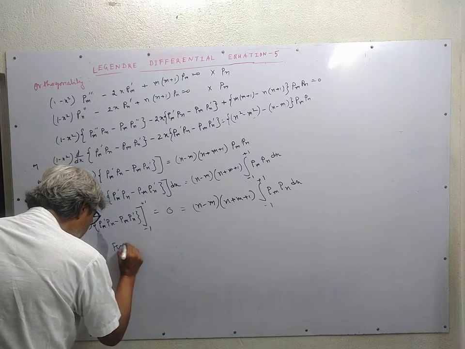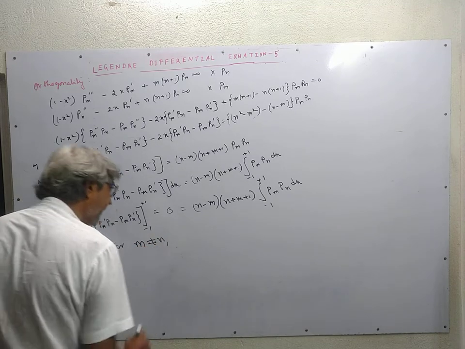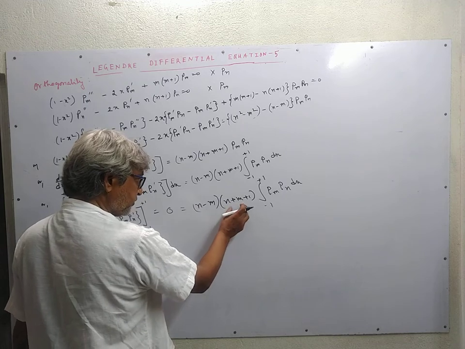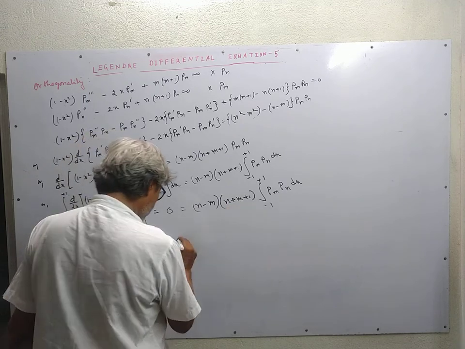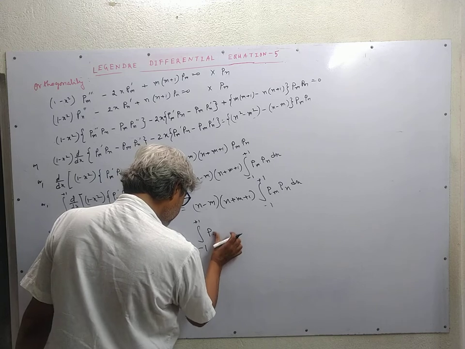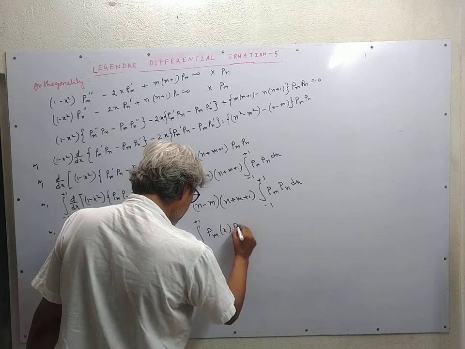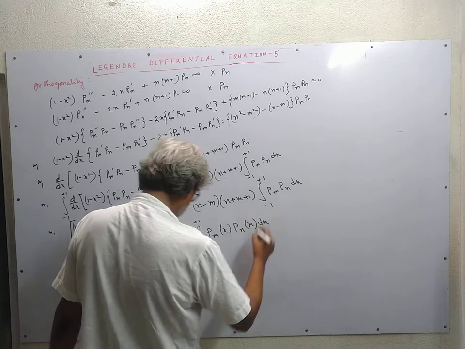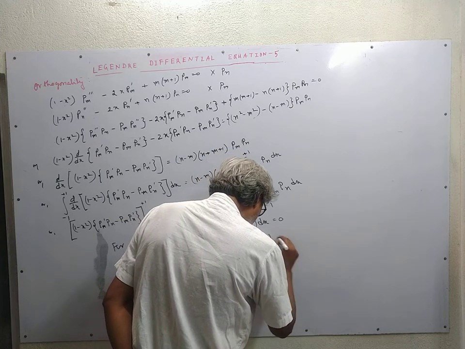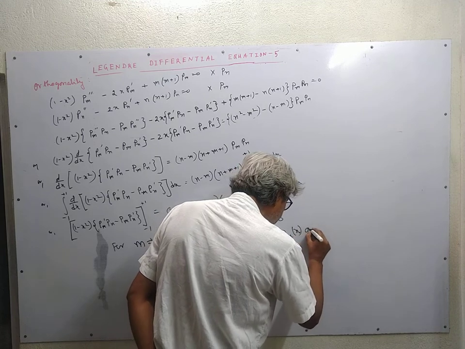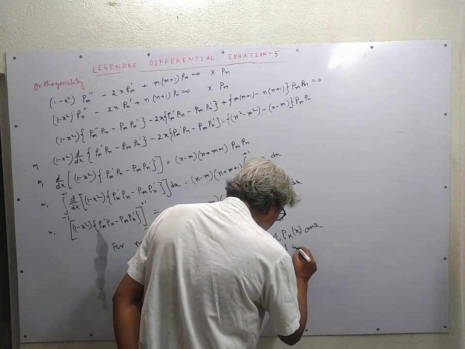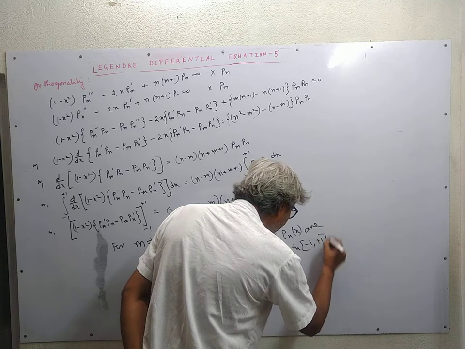for m not equal to n. This is not equal to 0, this is not also 0, because these are non-negative quantities, which indicates that the integral is equal to 0. So we see that Pm and Pn of x are orthogonal in the closed interval minus 1 to plus 1.